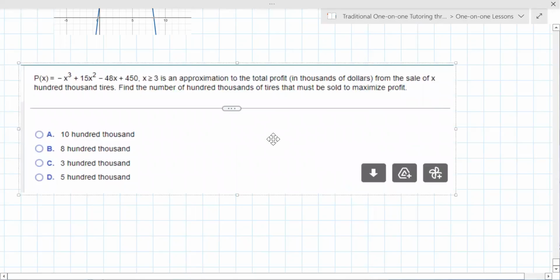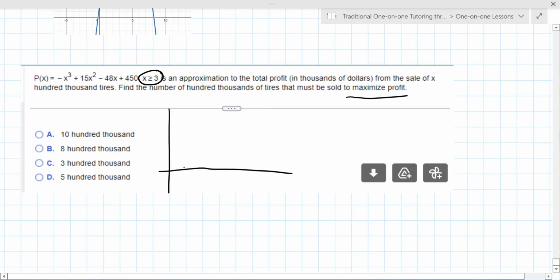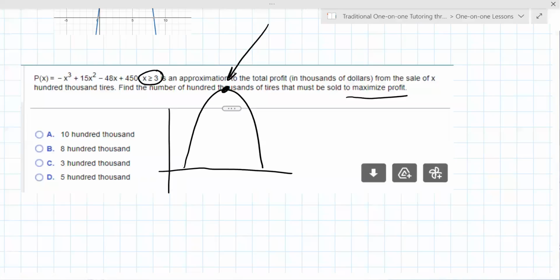All right, P of x is minus x cubed. Okay, so on and so on. All right, to maximize profit. They're giving you a profit function, and the profit function is only good when x is greater than 3. So there's most likely a graph here where it does something like this, and we want to find that point right there at the top. Now you could take the derivative and set it equal to 0, but what you can also do is graph it.